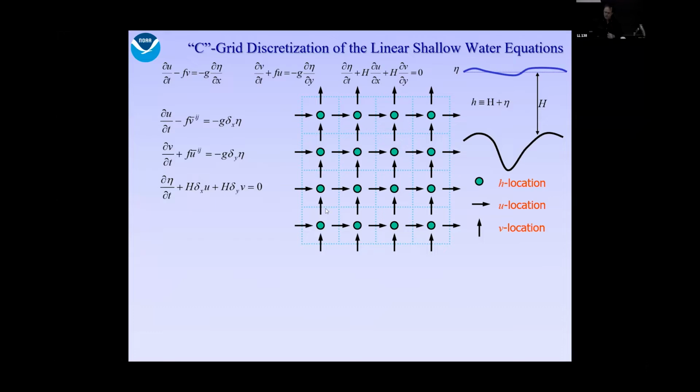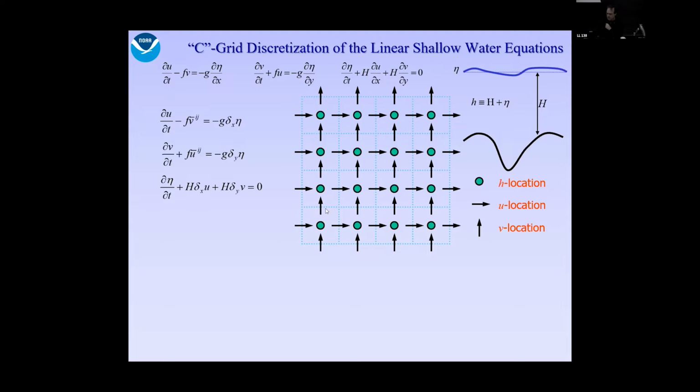So MOM6 is discretized on an Arakawa C grid. This is terminology that's specific to the atmospheric and oceanic communities. Other communities would simply describe this as a staggered grid, because there's no reason why you would ever choose any other staggering, but there are in fact A, B, C, D, and E grids.